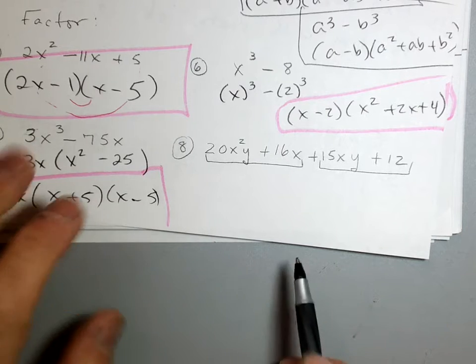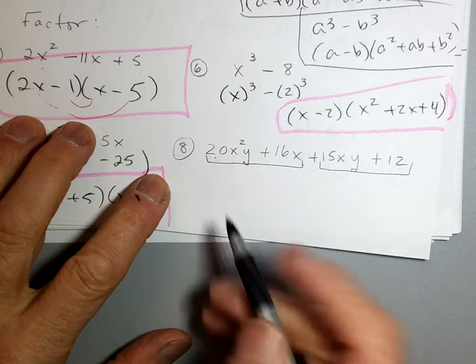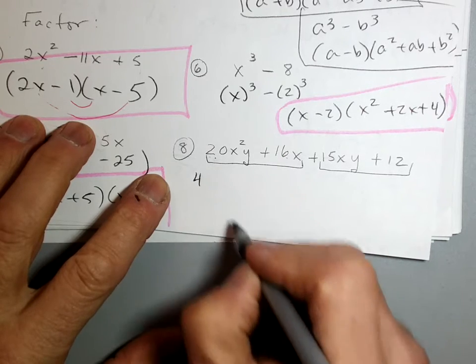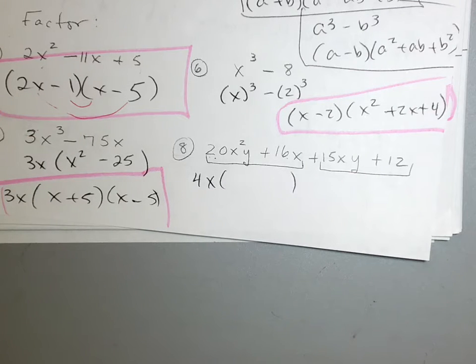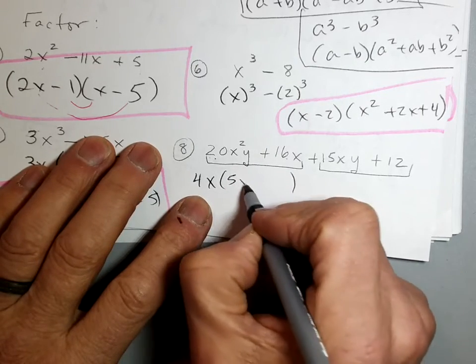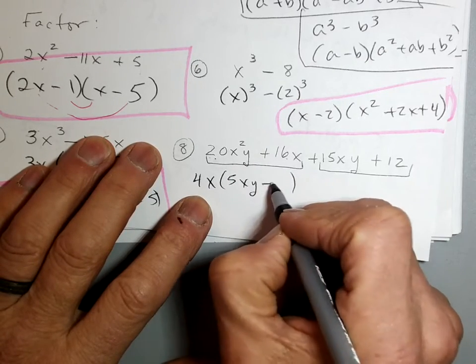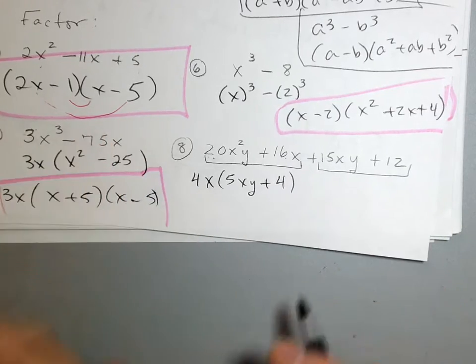Okay, so the first 2 terms have a multiple of 4 in common and an x. So if I factor out a 4, I'd have a 5xy. If I factor out 4x, I'd just have a 5y. That's the first 2.